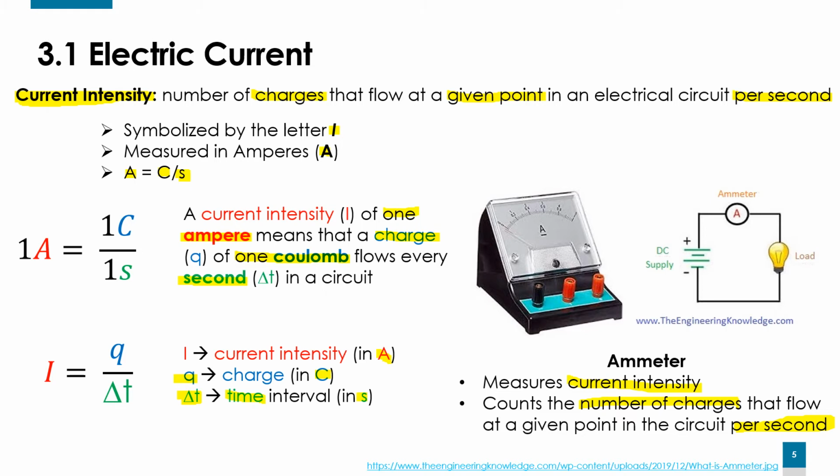And how do I say it? Instead of saying number of cars, I say amperes. So I have 1 ampere. 1 ampere means I have 1 charge in 1 second. Okay, if I have 5 amperes, I have 5 charges in 1 second.